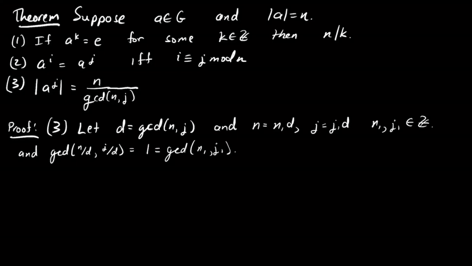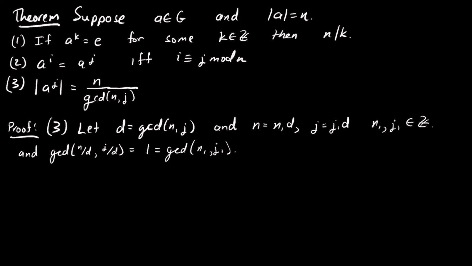So what we're going to do is establish some notation. We're going to suppose that d is the GCD of n and j, so that we can write n as n1 times d and j as j1 times d for some integers n1 and j1. And the key thing here is going to be that if d is equal to the GCD of n and j, then the GCD of n over d and j over d is equal to 1, right? And then this gives us that n1 and j1 are relatively prime because n1 is equal to n over d and j1 is equal to j over d. So this is going to be a key fact that we need.